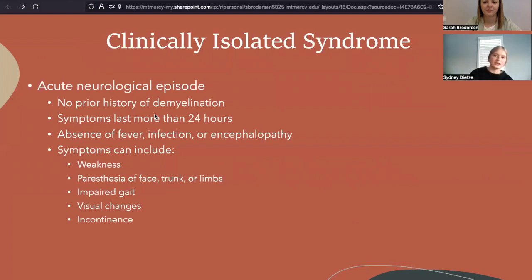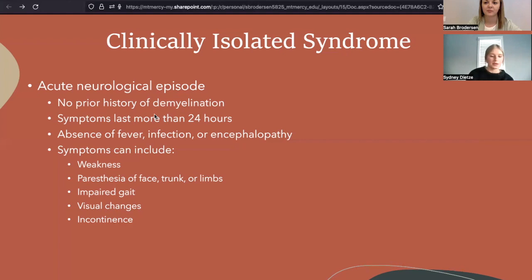Okay, clinically isolated syndrome, or CIS. This is one of the MS disease courses and refers to a first episode of neuro symptoms caused by inflammation or demyelination in the CNS. So, like I said, an acute neuro episode with no prior history of demyelination, with the symptoms lasting more than 24 hours. So absence of fever, infection, or encephalopathy. Symptoms can include weakness, paresthesia of the face, trunk, or limbs, impaired gait, visual changes, and incontinence.